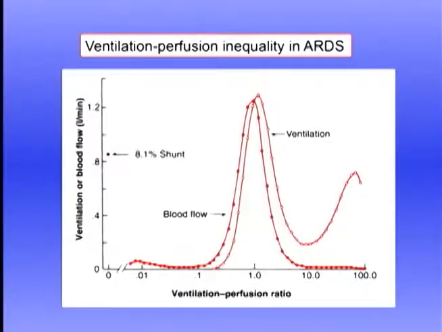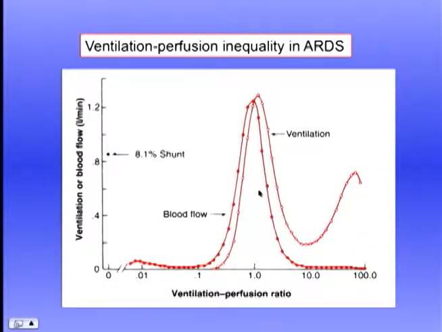Now, people have looked at the gas exchange abnormality in ARDS, and as you might expect, there is severe ventilation perfusion inequality. I mean, the architecture of the lung is very, very abnormal. And here's an example of a patient with ARDS, and here we're looking at the distribution of ventilation perfusion ratios. The ventilation is the open circles here, the blood flow in the closed circles here, plotted against the ventilation perfusion ratio on a log scale. We've seen these plots before. And you can see that the distribution is very abnormal.